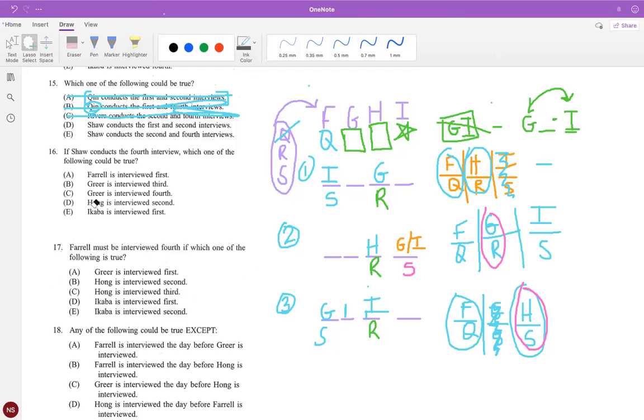And then okay, so then let's try out the E just to make sure. Okay, so Shaw conducts the second and fourth interviews. So right away, can you see what worlds potentially could work and potentially couldn't? Like without trying them out, you're like, okay, I know that these are the only ones I have to try. Yeah. So the second one? Yep, perfect. So we want to put S like right here and see, okay, does this work?